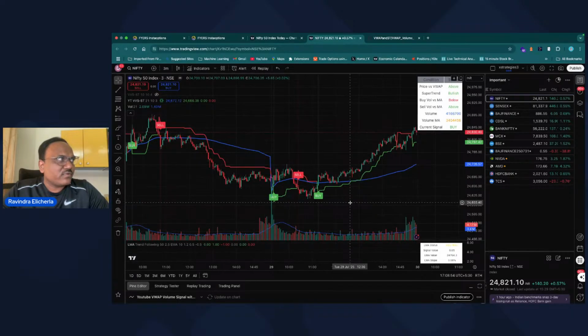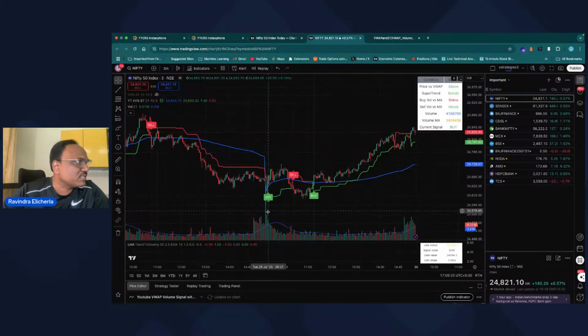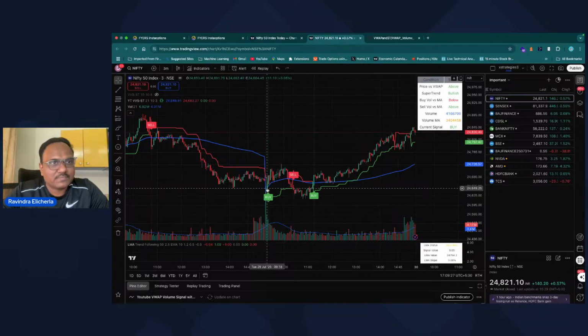The way this indicator works is, in order for a buy signal to come, the price has to be above VWAP, and then the SuperTrend has to be green. That is the condition. But also, at that point in time, we want to ensure that the volume is more than the average volume. Here, as you can see, we got the buy signal somewhere here. So all three conditions are met. We are getting a confirmation that the price is above the VWAP, the price is above the SuperTrend, and the volume, when we are entering, is above the moving average.